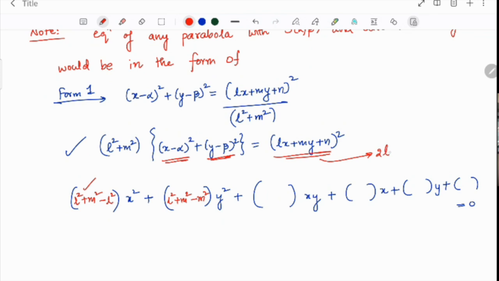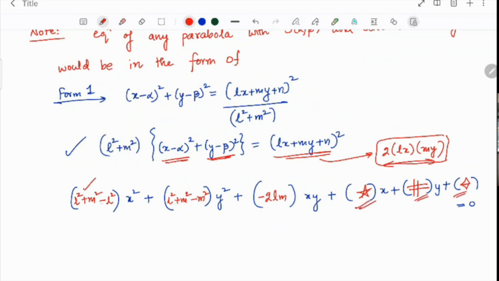When you square it, we get 2lmxy, right? A plus b plus c whole square. How do you get xy term? 2ab, 2lx into my. So this side we get xy term. xy coefficient is 2lm. So when you send it to other side, it will be minus 2lm. Plus something into x, plus something into y, plus something equal to 0. So we don't care what is x coefficient, y coefficient, and some constant term.